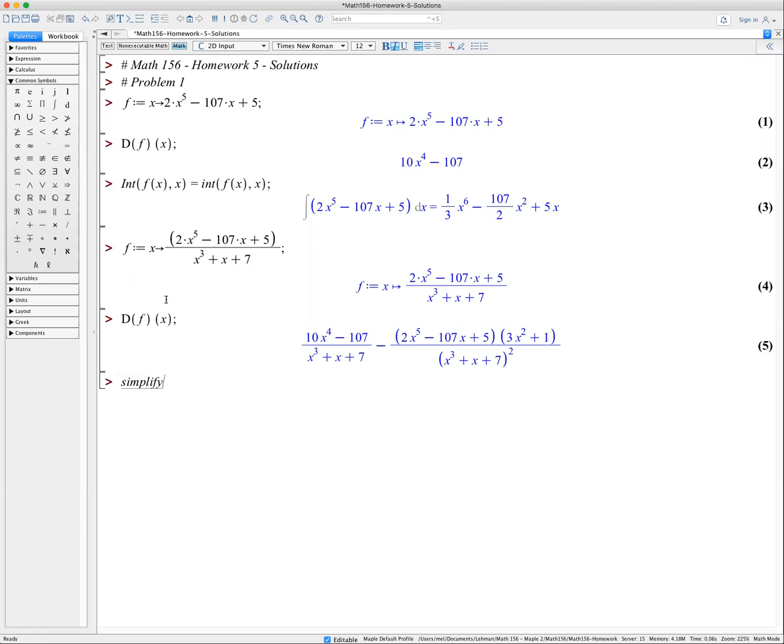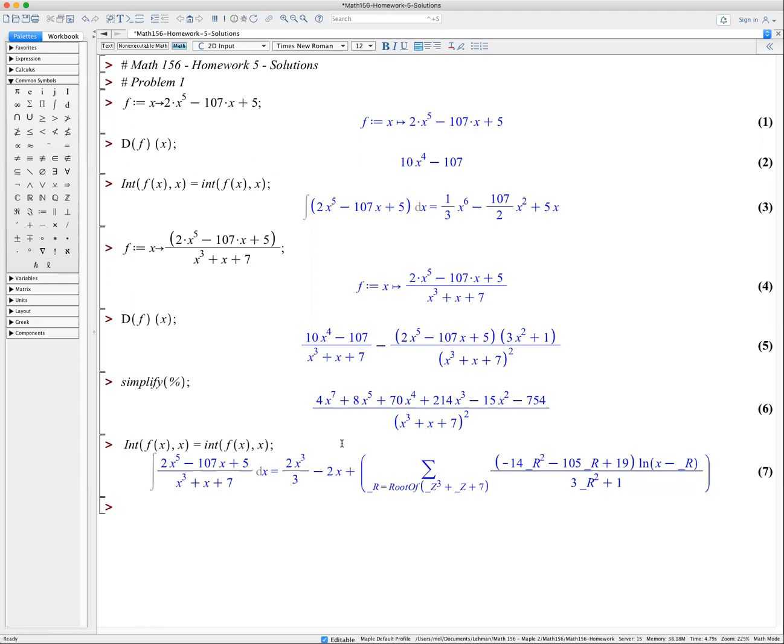We can try to simplify it. Sometimes Maple will do this, sometimes not. Well, at least let's just put it over a common denominator. And for the integral, we get this sort of complicated mess. And that's basically telling us that the function can't be integrated in a simple way. But that is the correct answer.